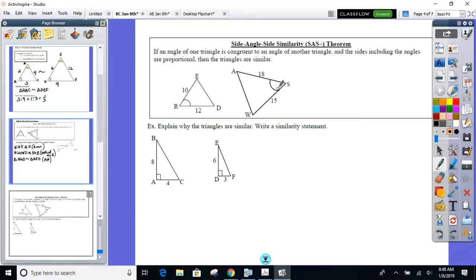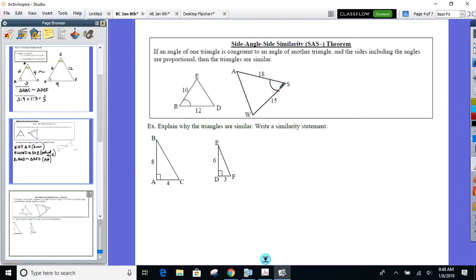I got R congruent to S. There's the angle. Now take the sides right now. 10 over 15. Is that the same ratio as 12 over 18? By the way, how can you check if it is or not? Because I got all four different numbers up here. How do you know if two ratios are the same?